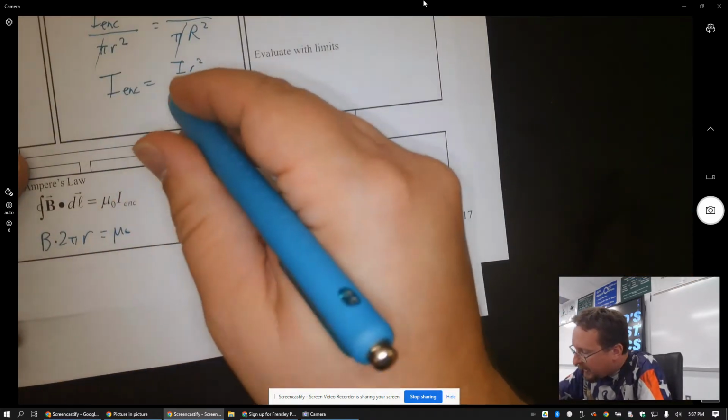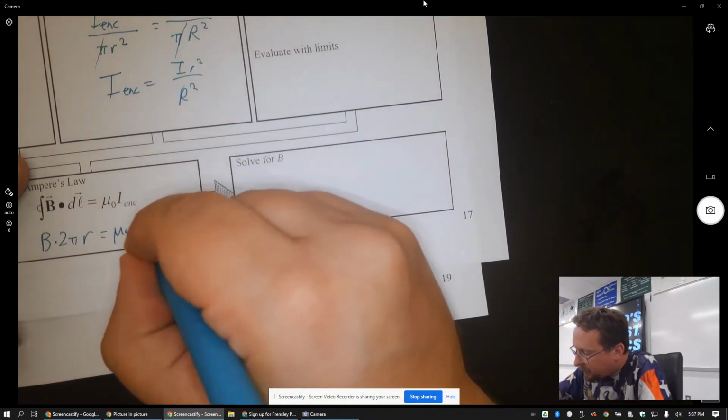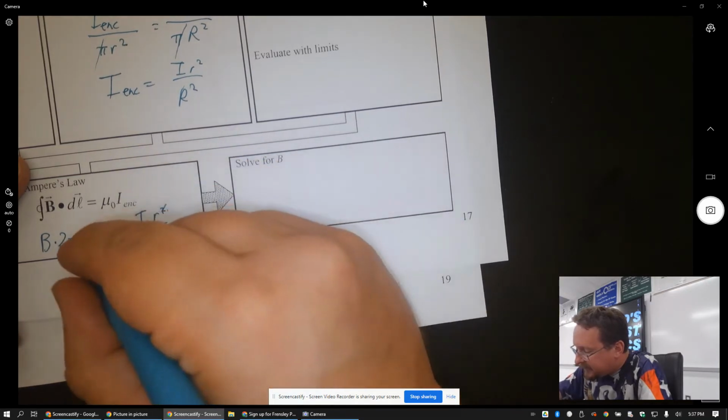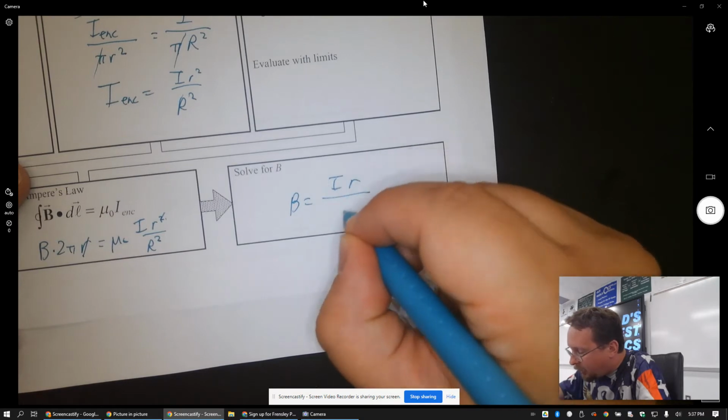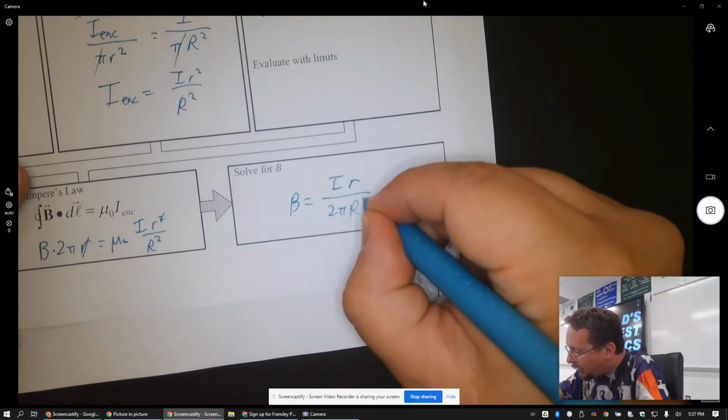Okay, mu naught, what's I enclosed? The total I, little r squared over big R squared, cancel. And so you get B equals mu naught I r over 2 pi R squared.